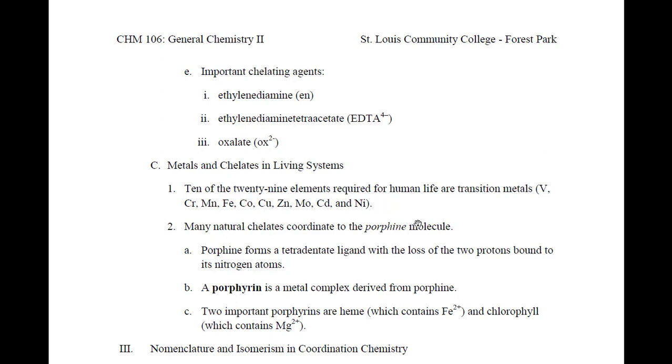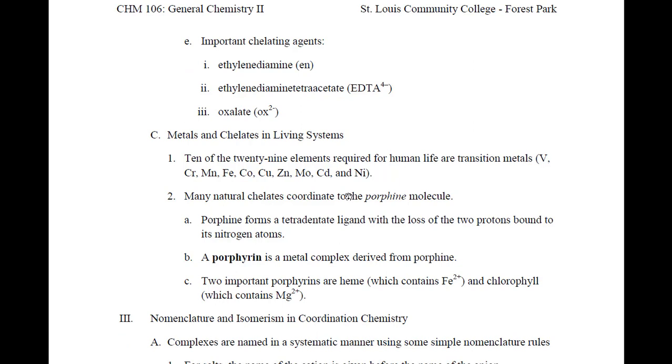Okay, so the metals and chelates in living systems then include 10 of the 29 elements required for human life. For they're transition metals. 29 elements are required for you to live. 10 of them are transition metals: vanadium, chromium, manganese, iron, cobalt, copper, zinc, molybdenum, cadmium, and nickel. And so a lot of these are contained in enzymes.